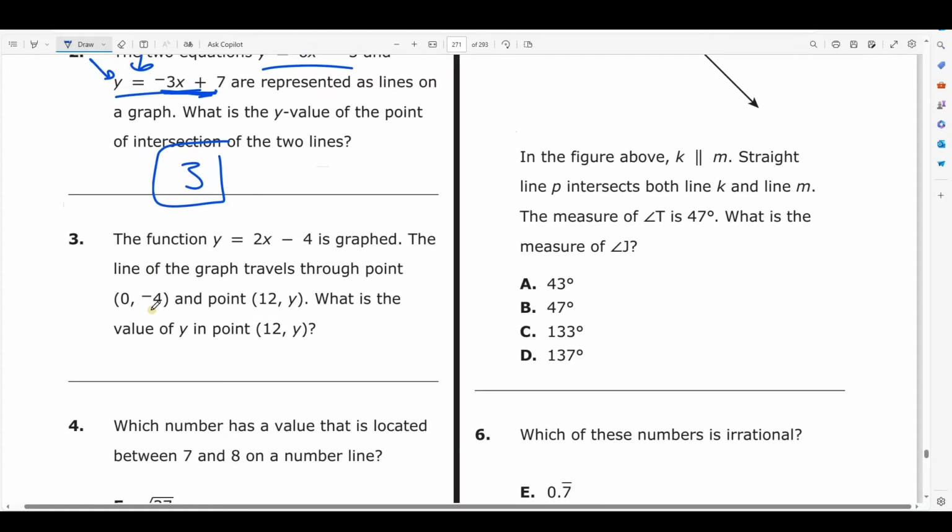Number 3 says the function 2x minus 4 is graphed. The line of the graph travels to the point (0, negative 4), and the point (12, y). What is the value of y in the point (12, y)?